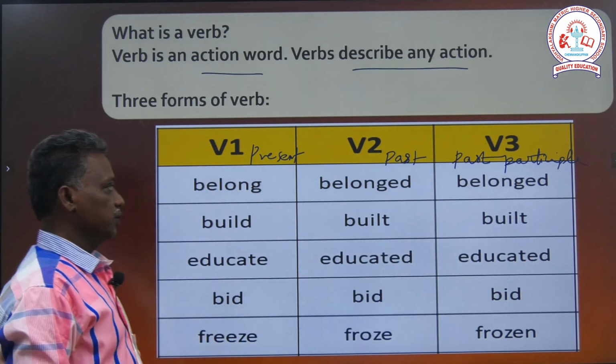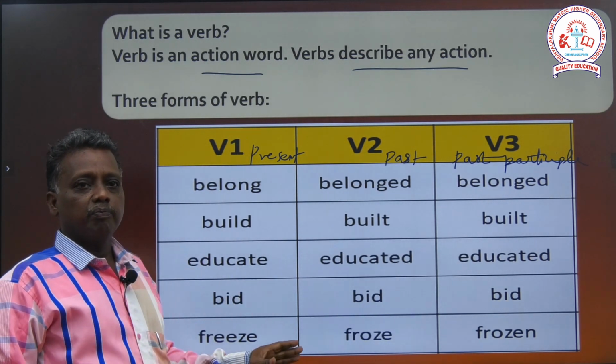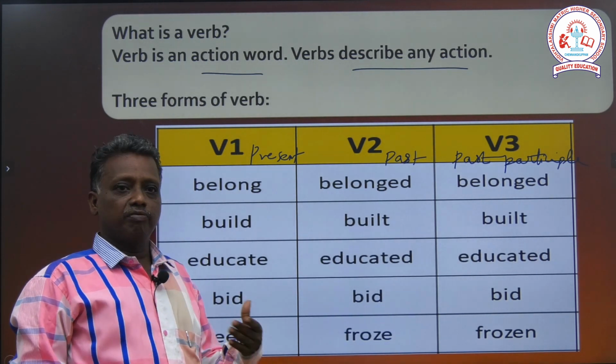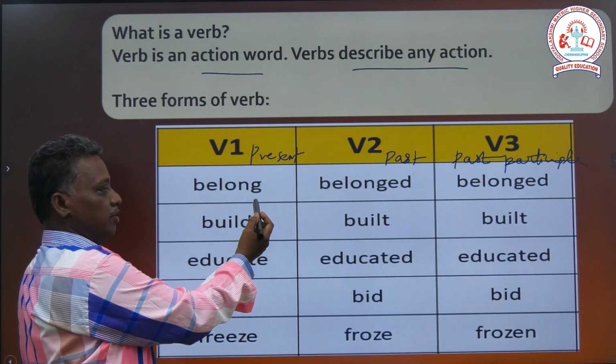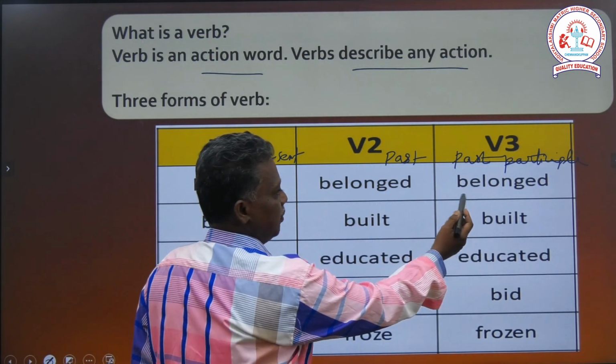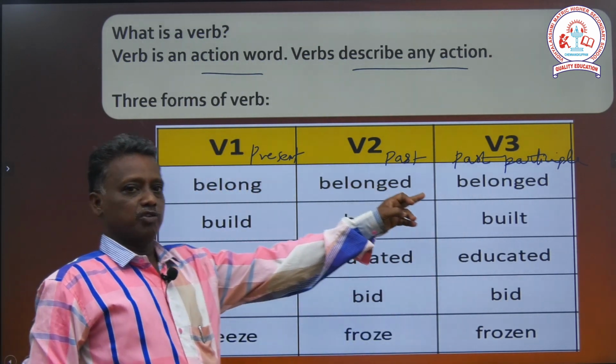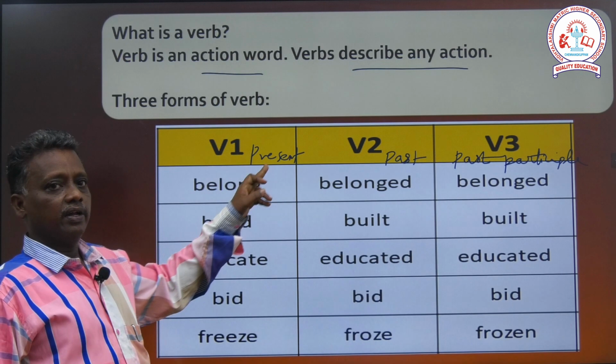These are the three forms. If you know these three forms of the verb, it is easy for us to find out the tenses in the sentence. For example, look at this: belong. This is the present tense. Belonged, belonged. These are past and past participle. Or we can say V1, V2, V3.